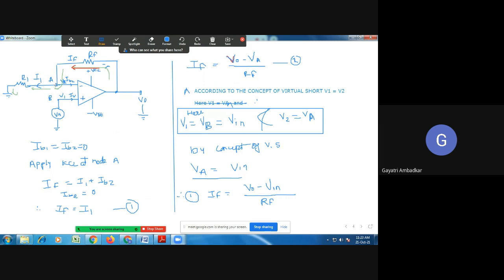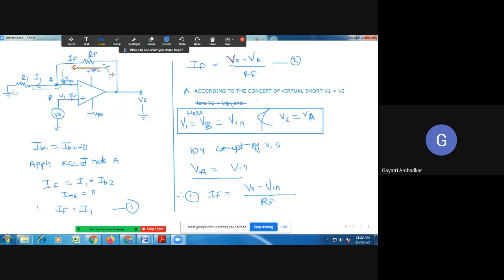Okay, consider this as point A, this as terminal A, this as terminal B. Voltage here you can consider V2 and V1. Okay, and apply KCL at this point. So what you get is I1 plus IB2 is equal to IF, but IB2 is 0. Therefore, I1 is equal to IF.